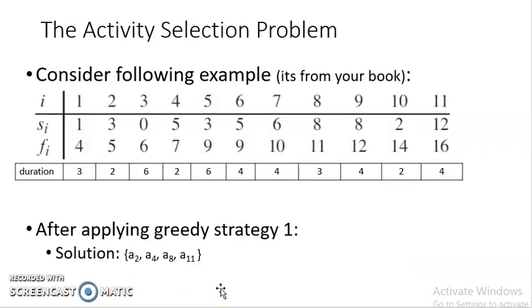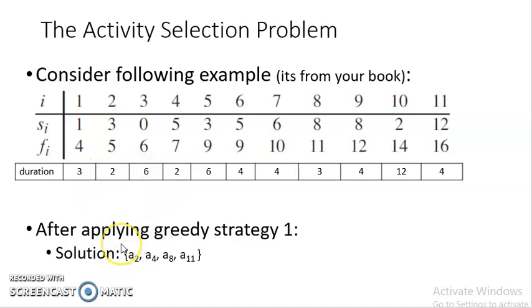Let's apply this greedy strategy on the same example. So this is the list of activities. You have the starting times and you have the finishing times. You can find the duration of each activity. So then you apply the greedy strategy. First, you have to sort the activities in increasing order by duration. Then you pick the first shortest class. Now it could either be A2 or A4. Let's say you pick A2.